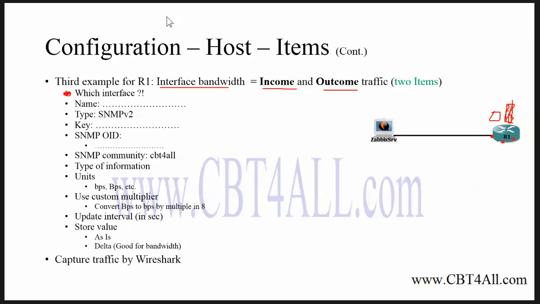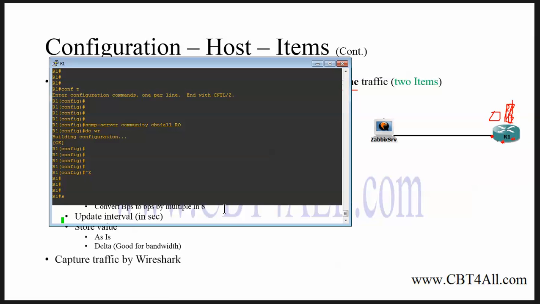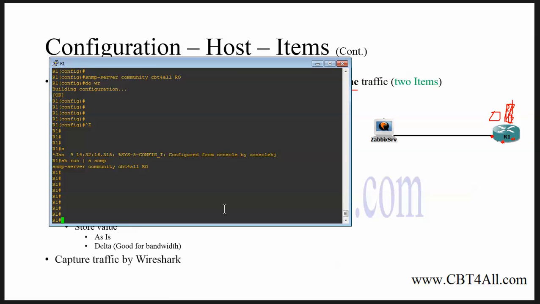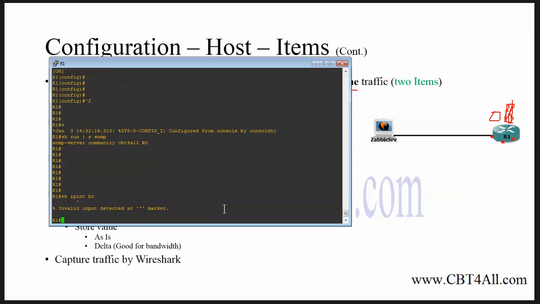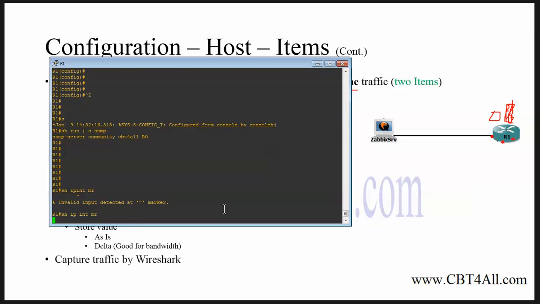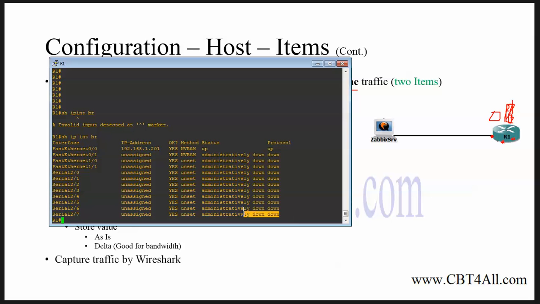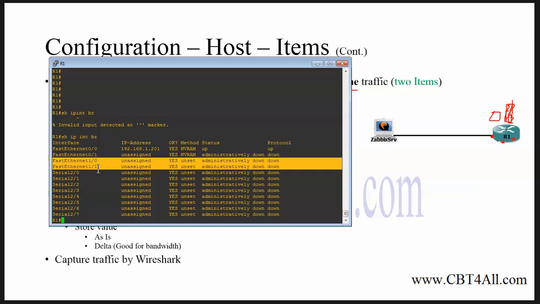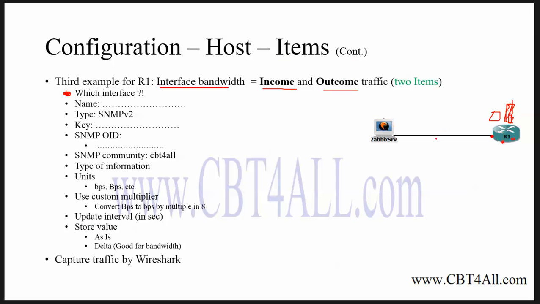Let me show you. For example, on R1, show IP interface brief. We have different interfaces. Which interface are we talking about? This interface, and how can we tell Zabbix and the routers which interface we are talking about? This is the main issue.